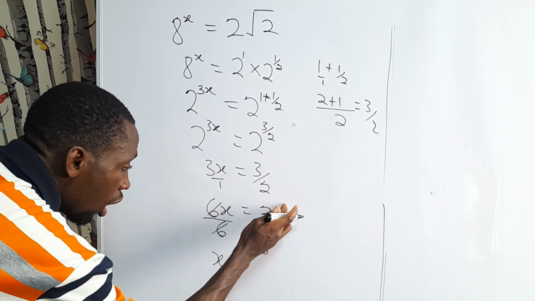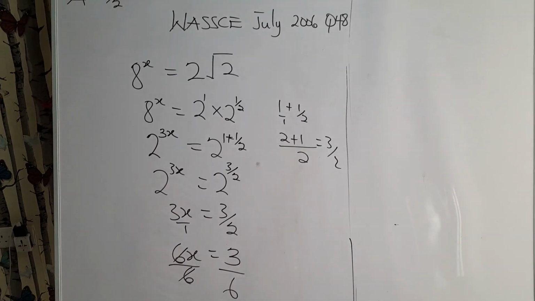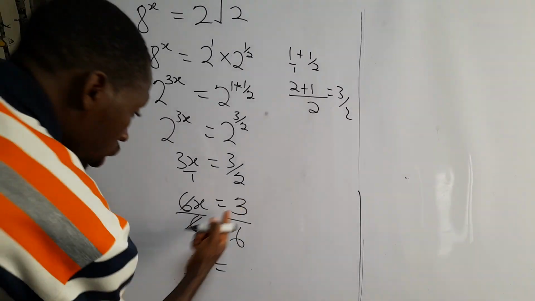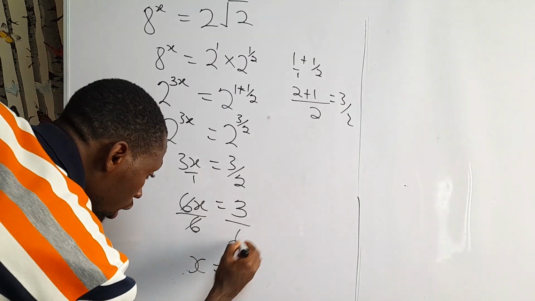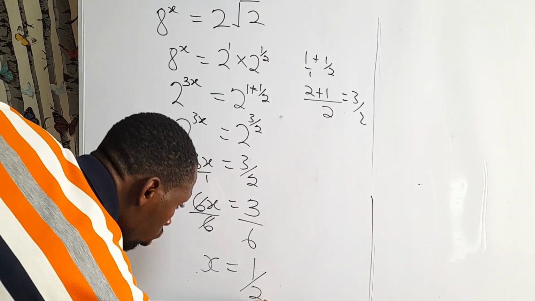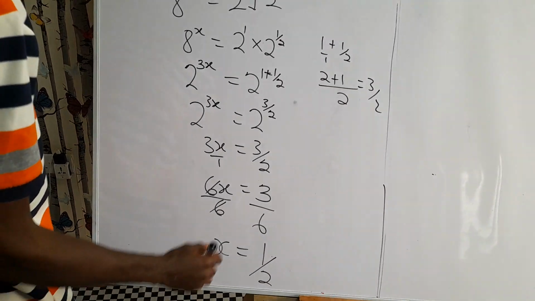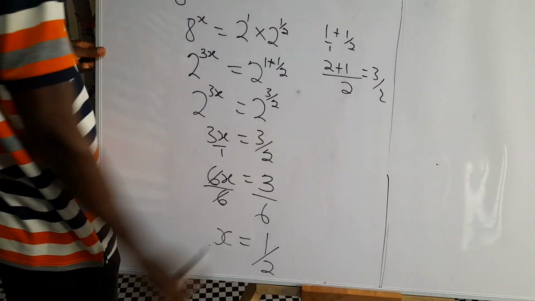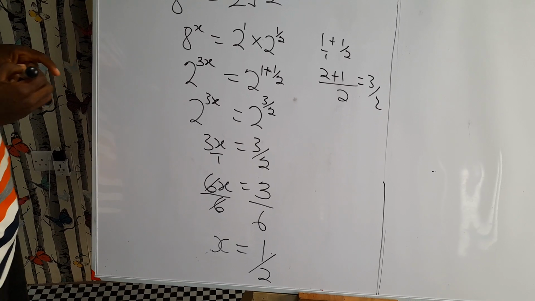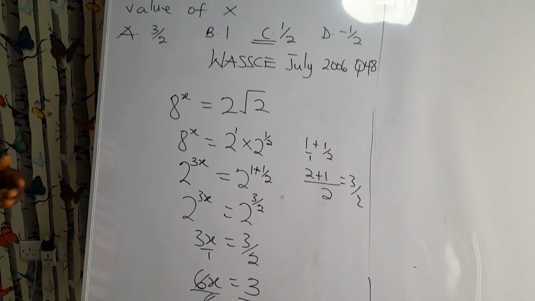x will be equal to... Now 3 will divide itself once, and 3 will divide 6 two times. So x is equal to half. The correct answer then is C. I hope you had it correct. Now we'll solve the next one.